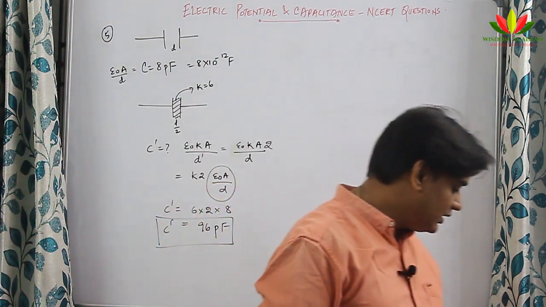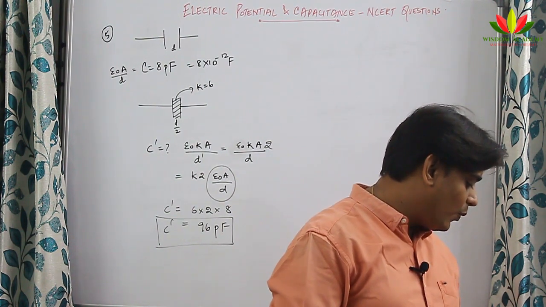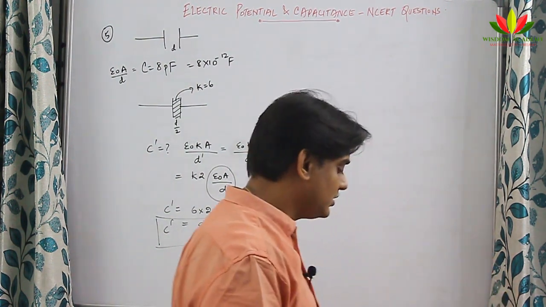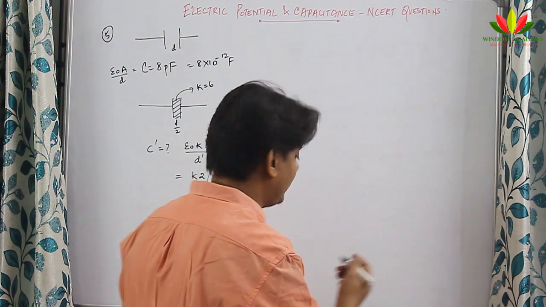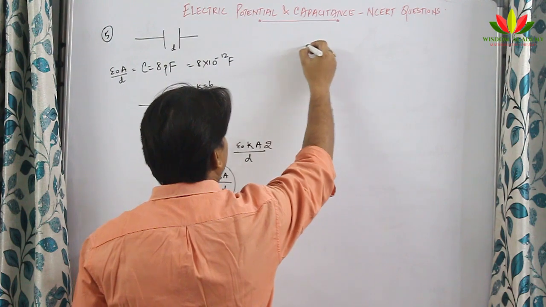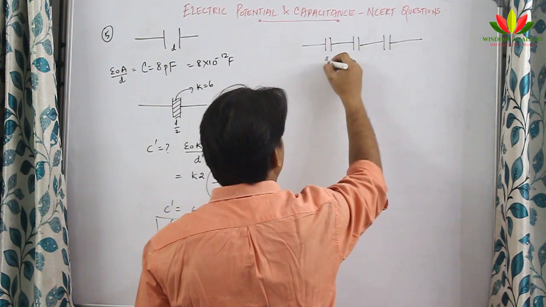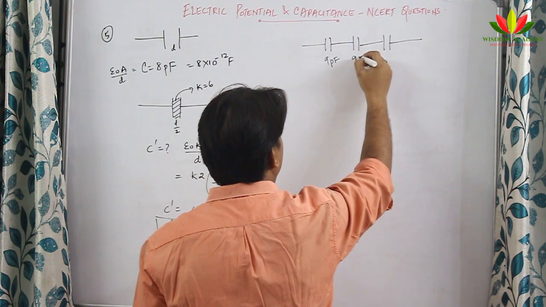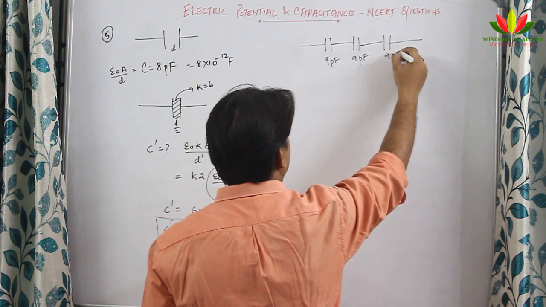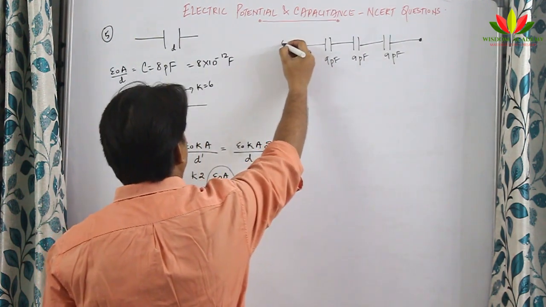Let us see the next question. 3 capacitors, each of capacitance 9 picofarad, are connected in series. What is the total capacitance of the combination? Very simple question. There are 3 capacitors connected in series like this, and each has 9 picofarad capacitance. They are asking you to find the net capacitance.